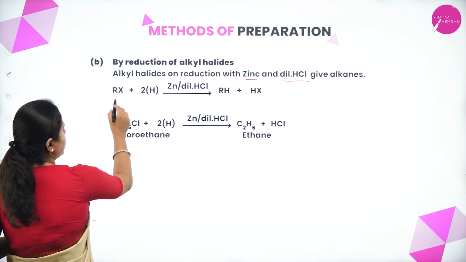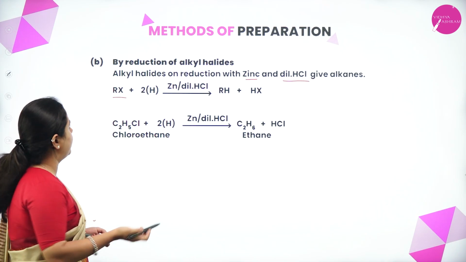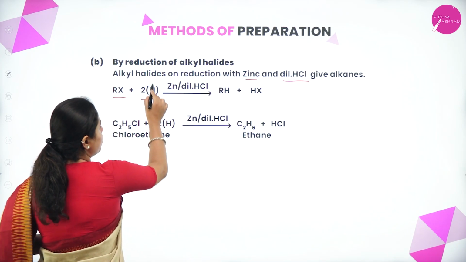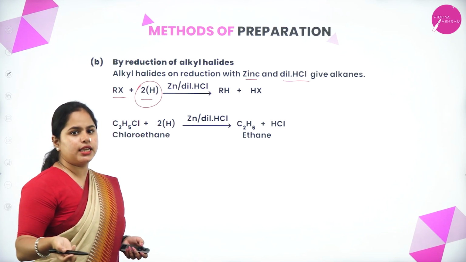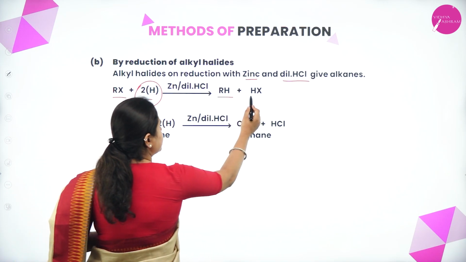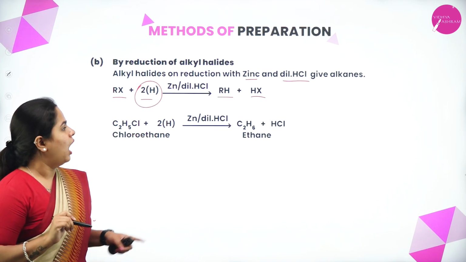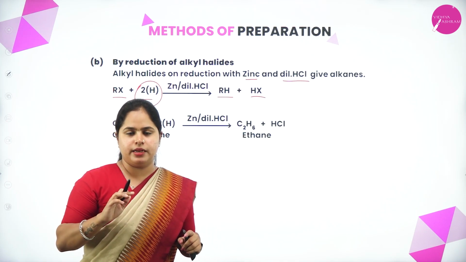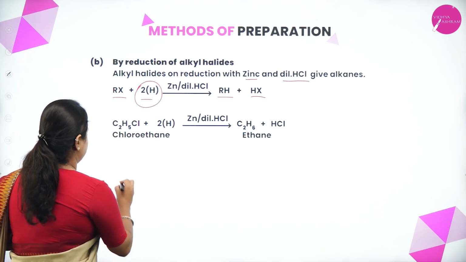Let's take the example here again, RX, that is an alkyl halide, in the presence of hydrogen, in the presence of zinc and dilute HCl. We are going to add hydrogen in the presence of zinc and dilute HCl. You will get RH and HX. Now what is this? RH is the alkane and HX is the hydrogen halide. So let's take an example and understand this.